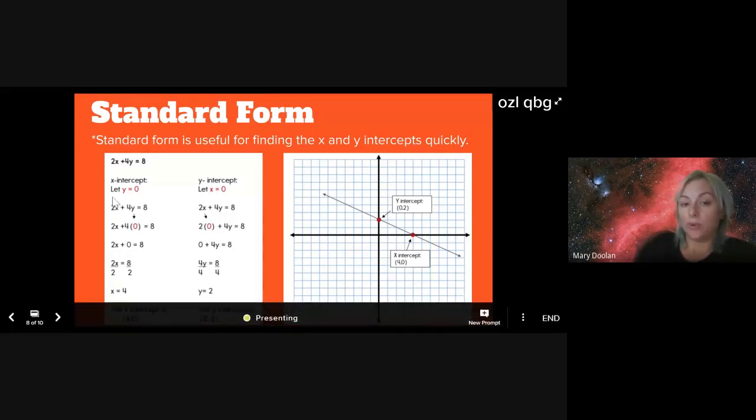This is the easiest 2 points to get, is where you first let y equal 0 and then let x equal 0.